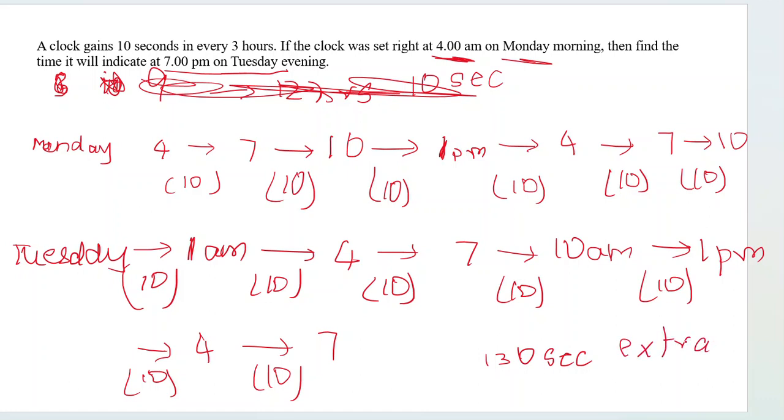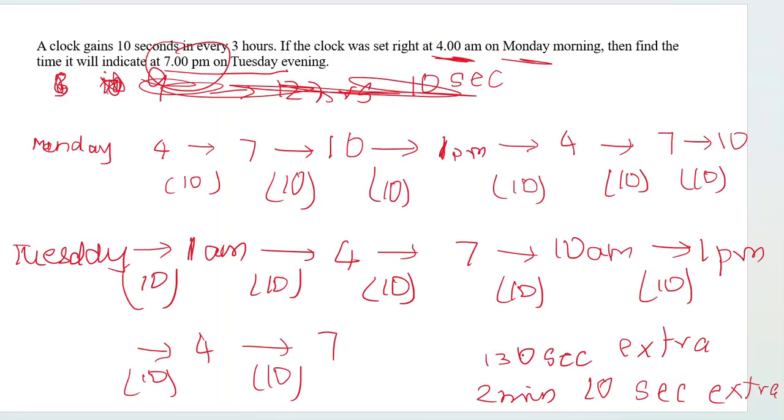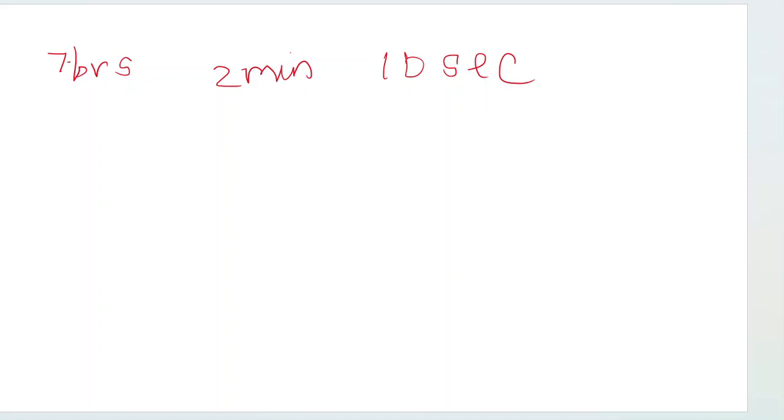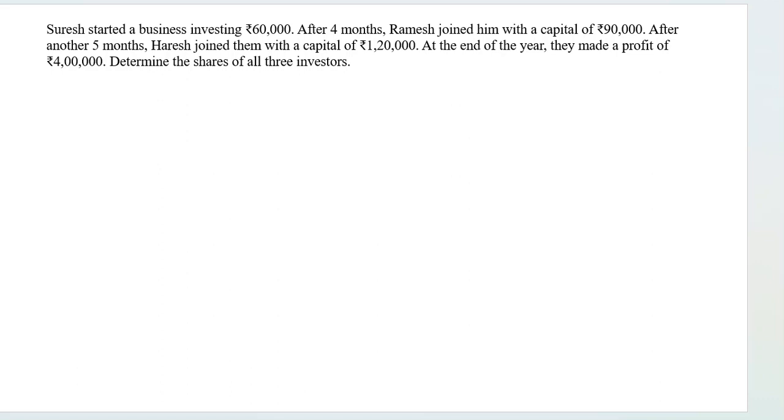Now 130 seconds extra is nothing but 2 minutes 10 seconds, since each minute is made up of 60 seconds. So the time at 7 p.m. won't actually be 7 p.m. It will be 7 hours, 2 minutes and 10 seconds extra. It is showing 130 seconds extra, but 130 seconds is 2 minutes 10 seconds. This solves the problem. Now we solve the following problem.